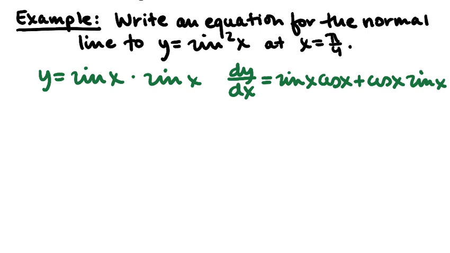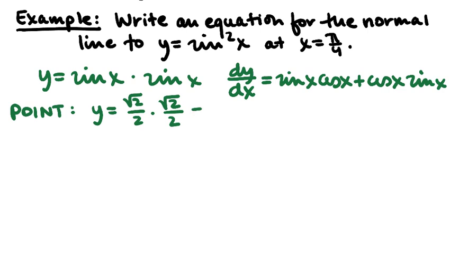Okay, so in order to write a tangent line, I would need a point and a slope, so I really need the same thing to write the normal line. So I'm going to start with a point, and x is going to be pi over 4, and y is going to equal the sine of pi over 4 multiplied by the sine of pi over 4. All right, so that's going to be 2 divided by 4, which is a half. So the point is pi over 4 and 1/2.